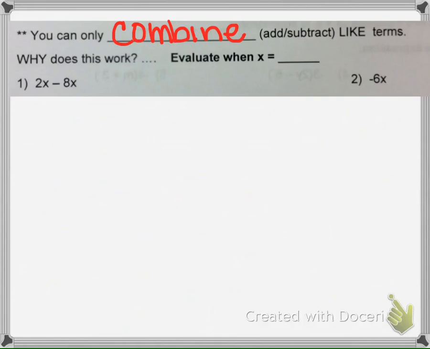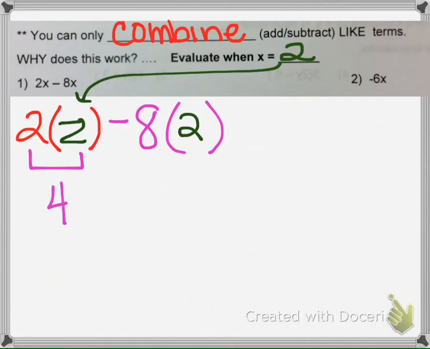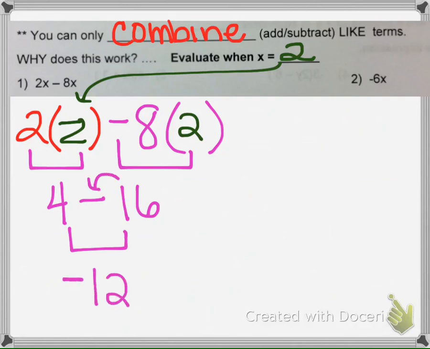So I'm going to pick the number 2. And I'm going to take the 2x, and take the x out, and put this 2 in here. And then I'm going to take this 8x here, take the x out, and put the 2 here. And I'm going to simplify this. So 2 times 2 is 4. And then here we have minus 16. And 4 minus 16, 16 is bigger, so negative 12.